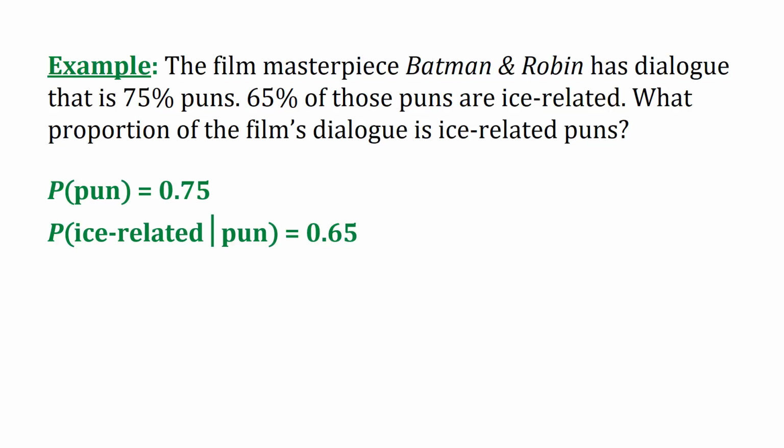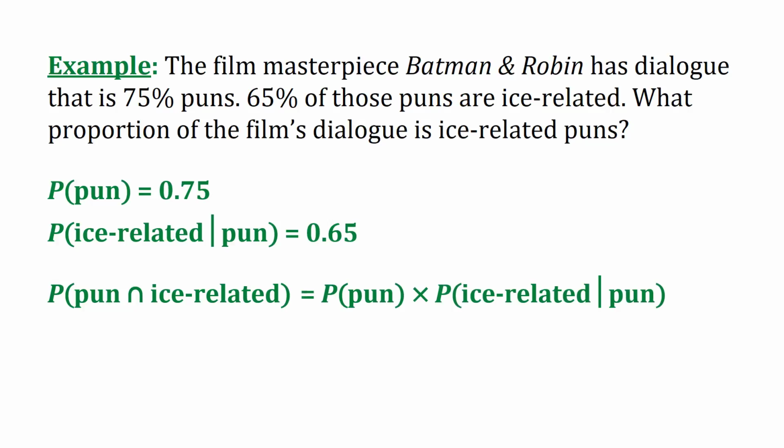And what I'm looking for is the proportion of dialogue that is ice related puns. So that means it is a pun and, intersection, it is ice related. Using the general multiplication rule, I can find the probability of pun times probability of ice related given pun. Those two pieces of information we've already identified, 0.75 times 0.65, or you can think of it this way, 65% of 75%, because that's really what we're doing when we multiply these proportions together. That tells us that 0.4875 of the film's dialogue is ice-related puns.